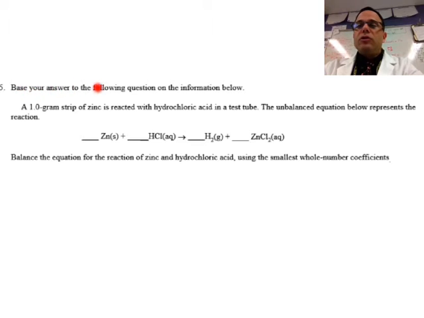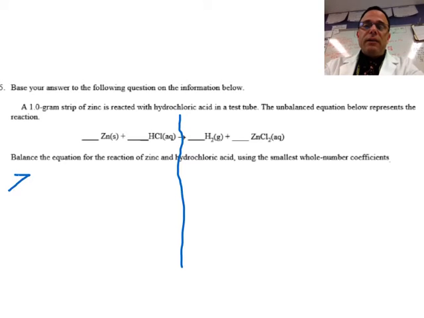Question 5. Base your answer to the following question on the information below. Here we have a 1 gram strip of zinc is reacted with hydrochloric acid in a test tube. The unbalanced equation below represents the reaction. So we have zinc as a solid combining with HCl aqueous, so that's hydrochloric acid, yielding hydrogen gas and zinc chloride. So it's asking us to balance the equation for the reaction of zinc and hydrochloric acid using the smallest whole number coefficients. Now to do this, we are going to need to account for the masses, and to account for the masses, we just account for the atoms.